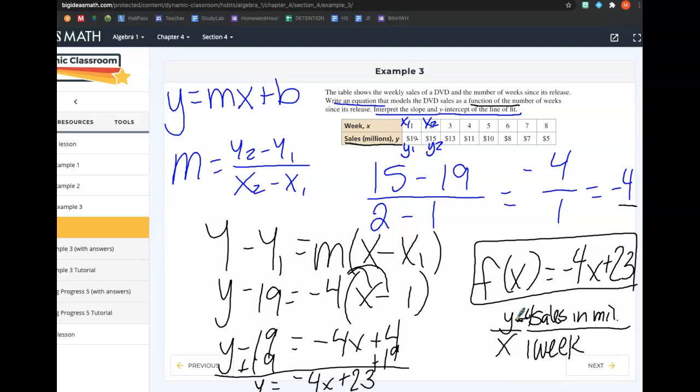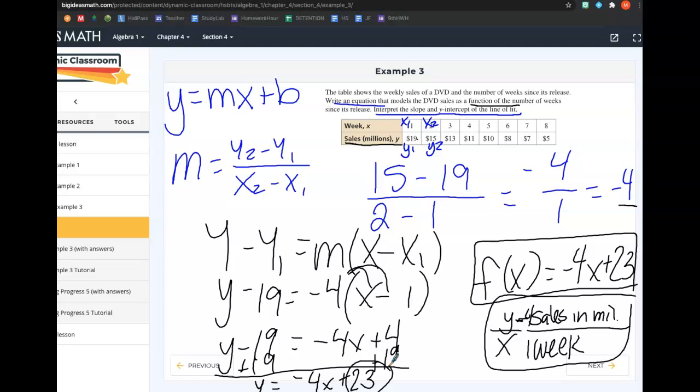Okay. Now, that's just interpreting the slope. So we've decreased $4 million of sales in 1 week. The y-intercept, what is our y-intercept? 23. And what does that represent? It's saying that as soon as it's released, that's how many millions of sales. Exactly. So the day it's released, day 0, we have $23 million in sales. That's the initial day, the initial sales that we have. And then after that, each week it decreases by $4 million.